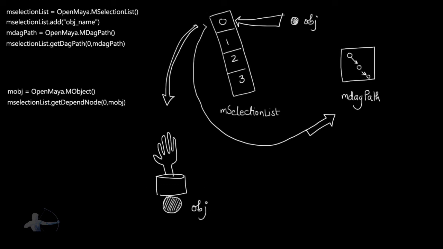So that is how we get the DAG path of a certain object inside the Maya scene, and now we understand what is MSelectionList, what is MObject, what is MDagPath, dependency graph, and dependency graph nodes. So that is it for now, and I will see you in the next video.